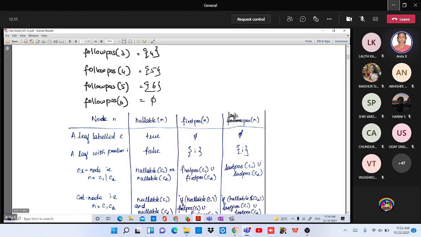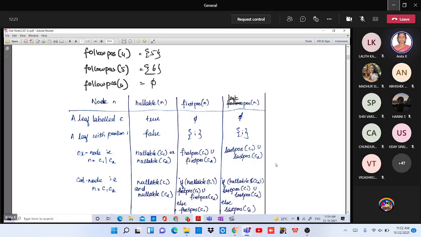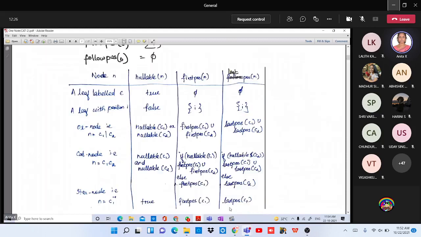For OR node, it is going to be dependent upon C1 and C2. It is going to be union of first position of C1 union first position of C2. So it's similar to the thing for last position. The only thing is that you have to concentrate on the cat node. Here we are checking the condition. If nullable of C1 is true, then I will be going for taking the union. If not, I will be going for only the first position of C1. So this is for the first position of the cat node.